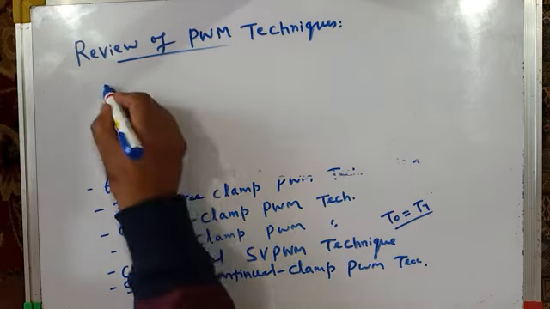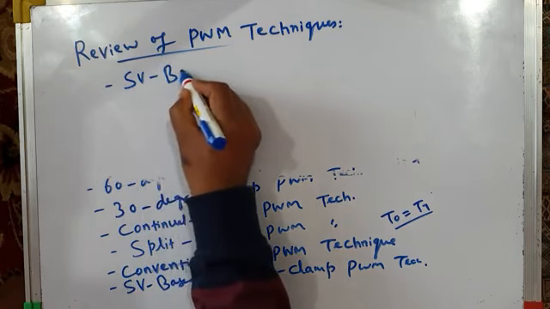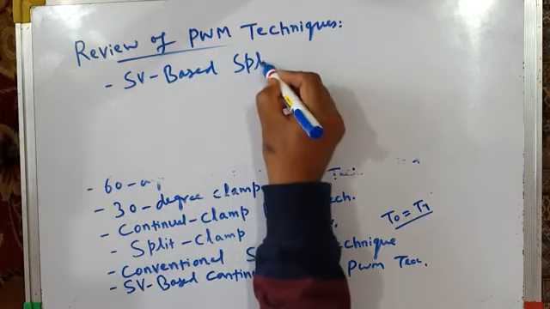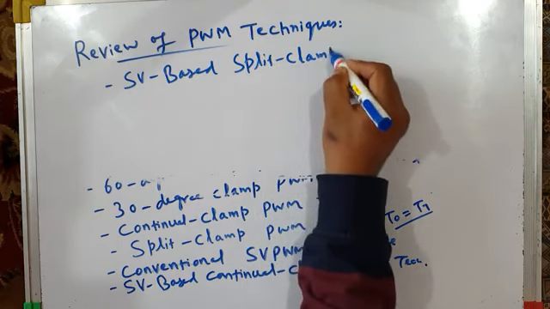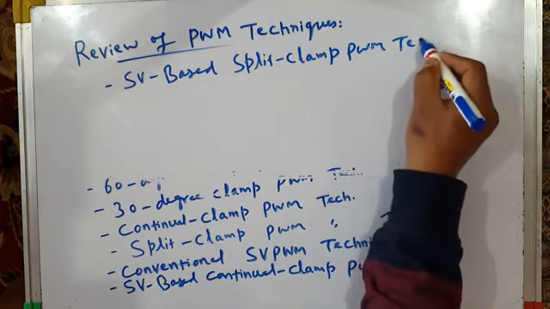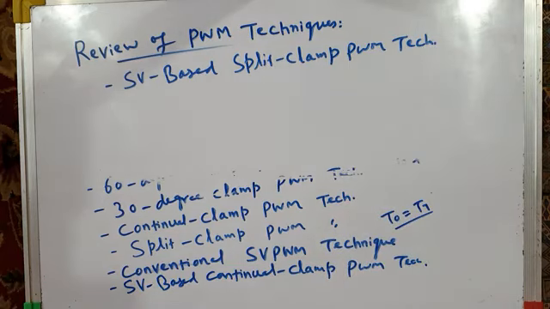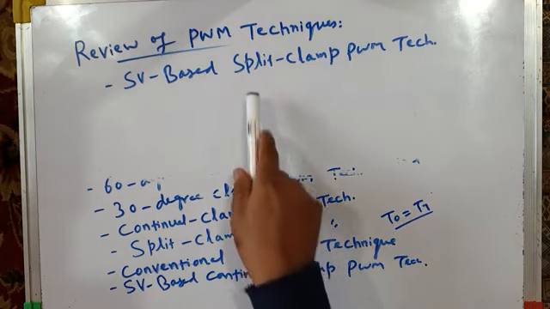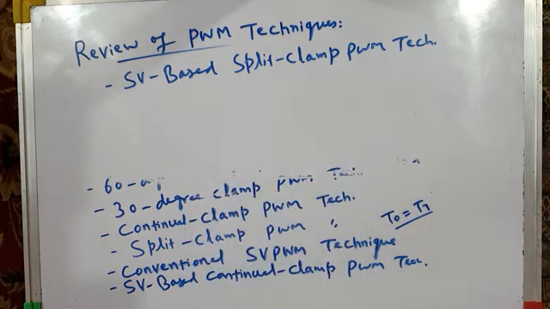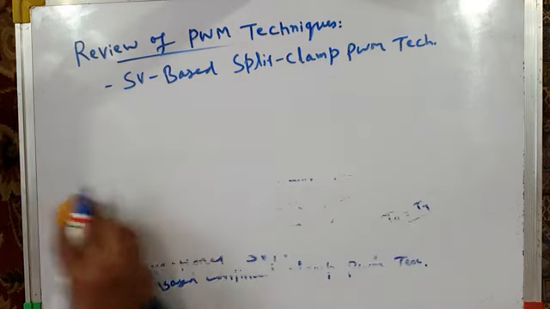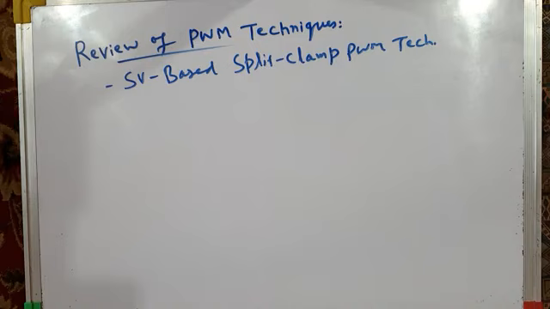Okay. We also discussed in details space vector based split clamp PWM techniques, and we have seen that this split clamp PWM technique can also be implemented easily using space vector approach by choosing proper switching sequences in different sectors. Okay. In fact, the switching sequences used in space vector based split clamp PWM techniques are just opposite or reverse to the switching sequences used in space vector based continual clamp PWM techniques. And finally, for our last couple of lectures, we have been discussing advanced bus clamping techniques.